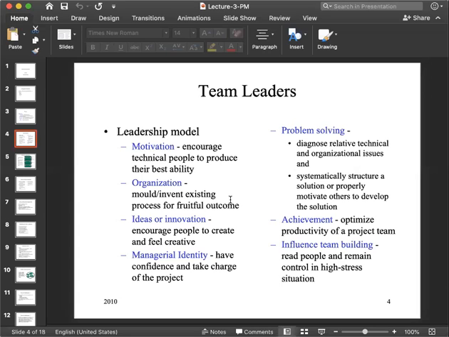Then you have to be organized, meaning that there are so many people in your team, there could be so many tasks, so you need to organize everything and do it in a proper way so that you can get a better outcome from that team. So you need to be very organized.